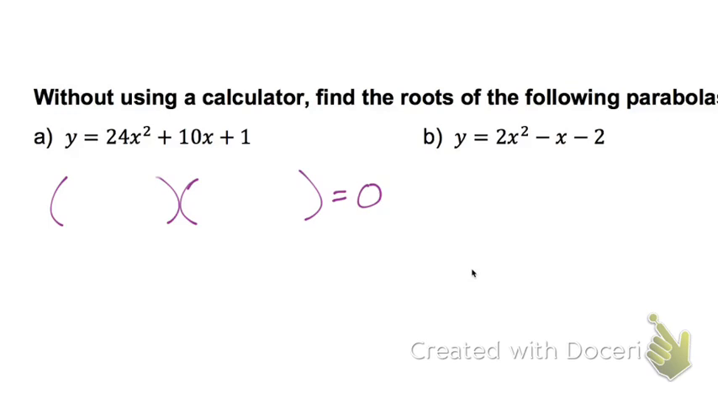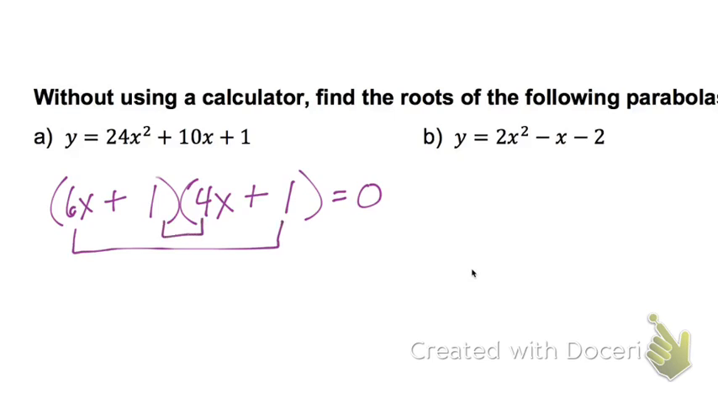Okay, so if I trial and errored this, my signs would be plus and plus. My numbers, what are the two that are closest together? 6 and 4. And then the only factors of 1 would have to be 1 and 1. Does that work? Yeah. How about 10? Because that's how I check it, is 6 plus 4. So my answers would be x equals negative 1/6, x equals negative 1/4.